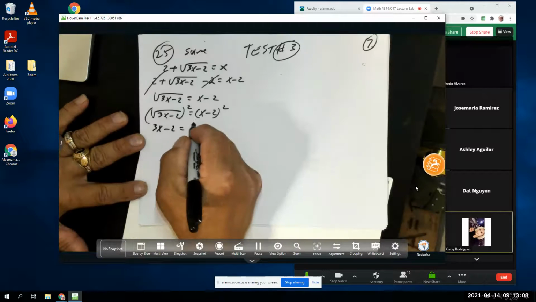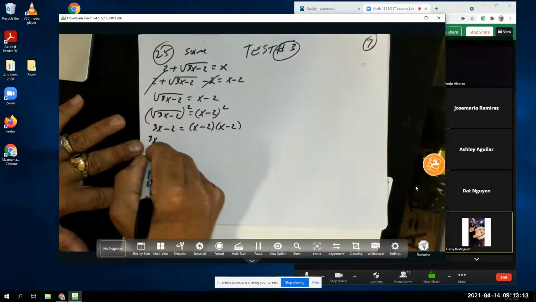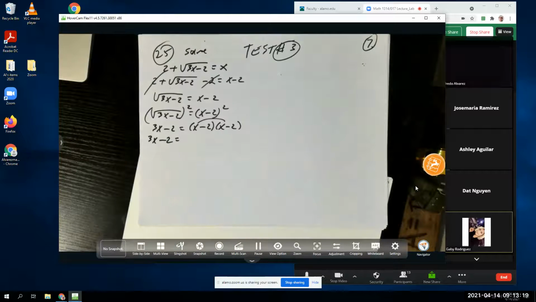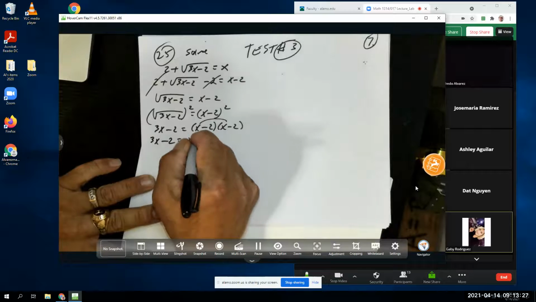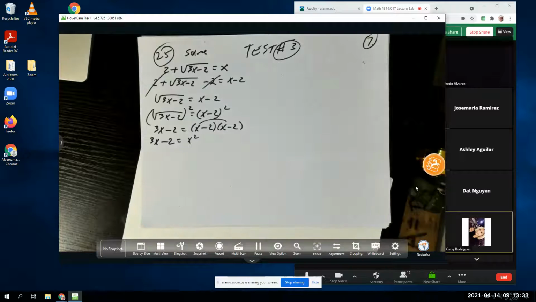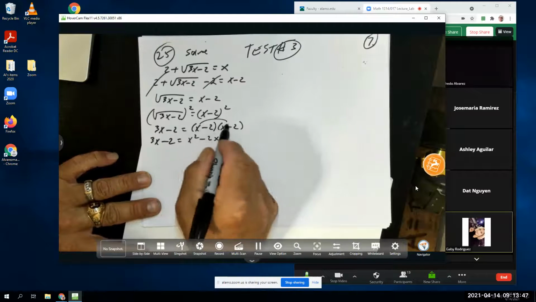Now this one you gotta do the long way. X minus 2, x minus 2. So 3x minus 2 is, ready? X times x. Somebody tell me the answer. What's x times x? X squared. All right, good answer. X squared. And what's x times negative 2? What is it? Negative 2x. So x times x is x squared, x times negative 2 is negative 2x.